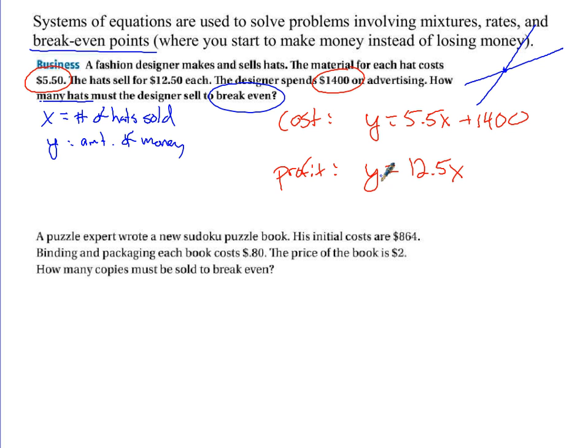So I can take this y right here, which is 12.5x, and substitute it right there for that y. So I can write my equation: 12.5x equals 5.5x plus 1,400. Okay, just solve for x. What do we do?